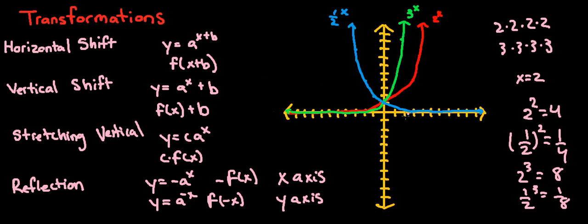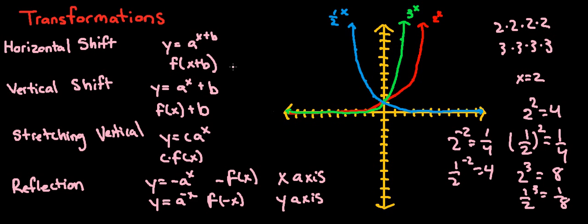And when we do negative x values, 2 to the minus 2 is equal to the reciprocal of 2 squared, which is 1/4. And 1/2 to the minus 2 is the reciprocal of 1/2 squared, which is 4. So that's why they are reflections of each other, because if I put in a negative x value, it's going to be the reciprocal.